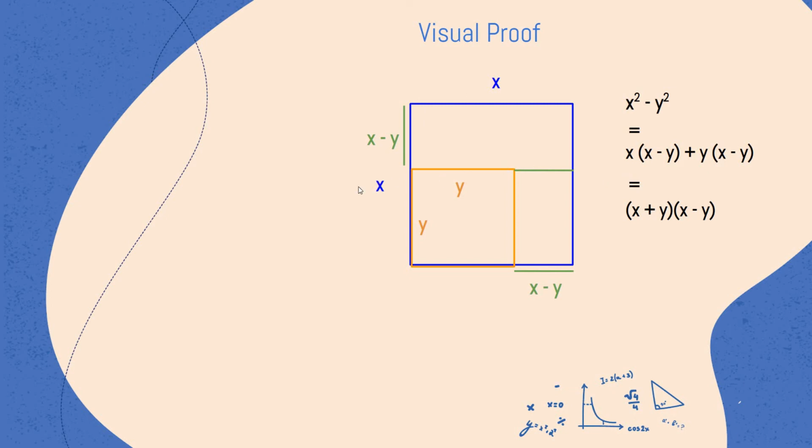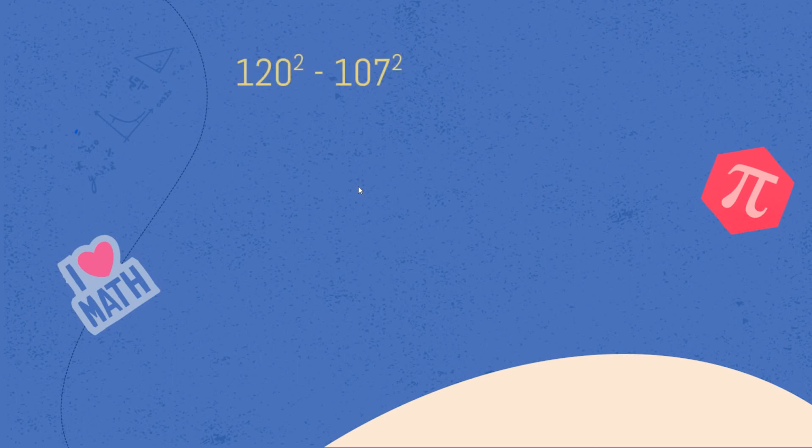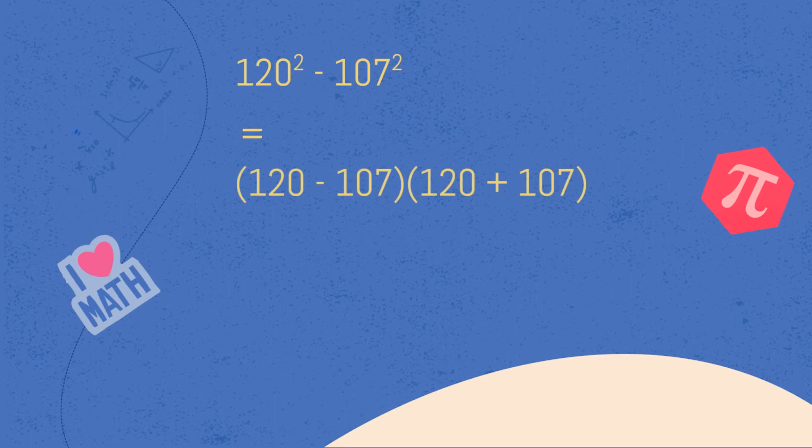Now let's go back to that very large difference of squares, and let's test this rule on it. So this difference of squares is going to equal 120 minus 107 all times 120 plus 107. 120 minus 107 is equal to 13, and 120 plus 107 is equal to 227. I would say that this is much easier to multiply out than this. So multiplying this out, we get our answer to be 2,951.